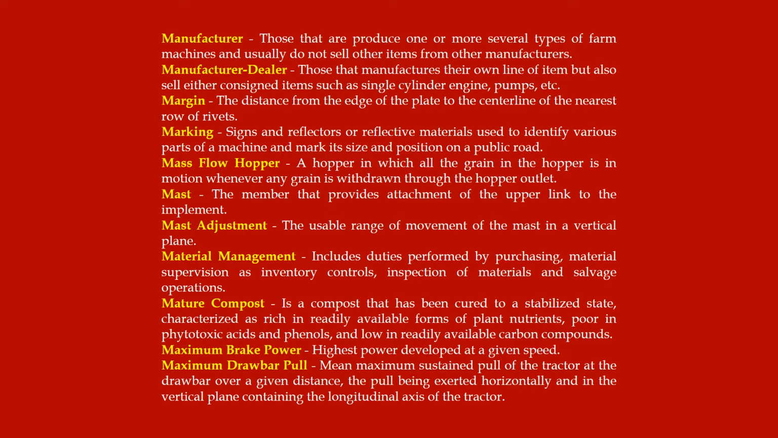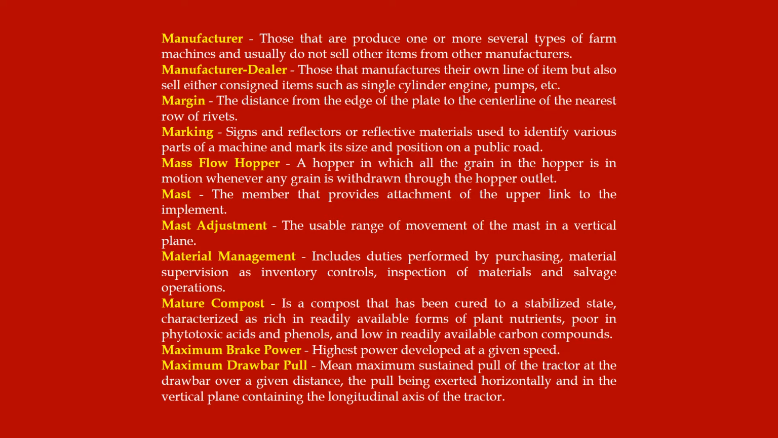Mass flow hopper: a hopper in which all the grain in the hopper is in motion whenever any grain is withdrawn through the hopper outlet. Mast: the member that provides attachment of the upper link to the implement. Mast adjustment: the usable range of movement of the mast in a vertical plane. Material management: includes duties performed by purchasing, material supervision, inventory controls, inspection of materials and salvage operations.